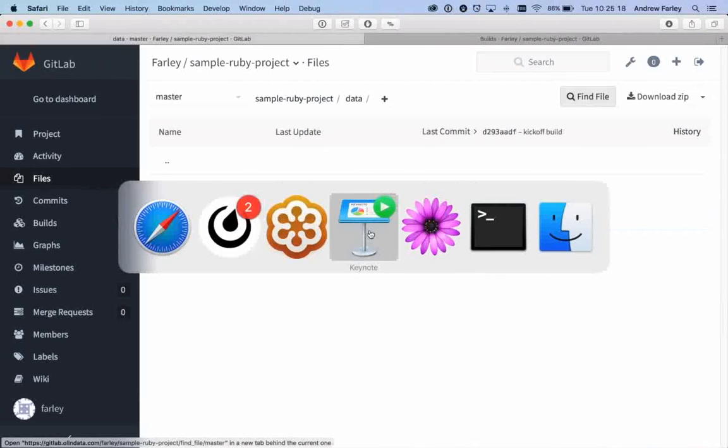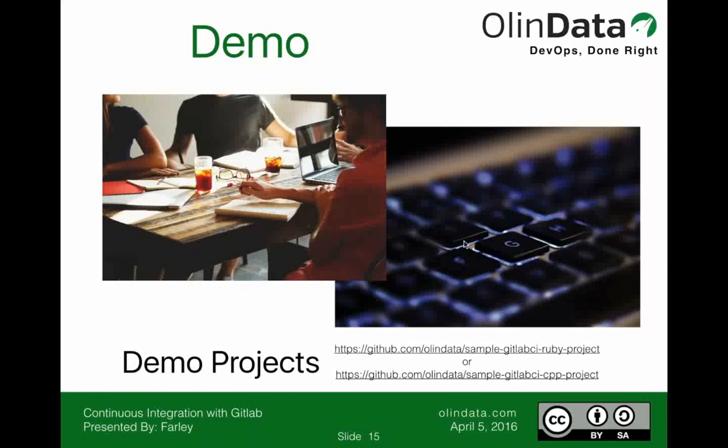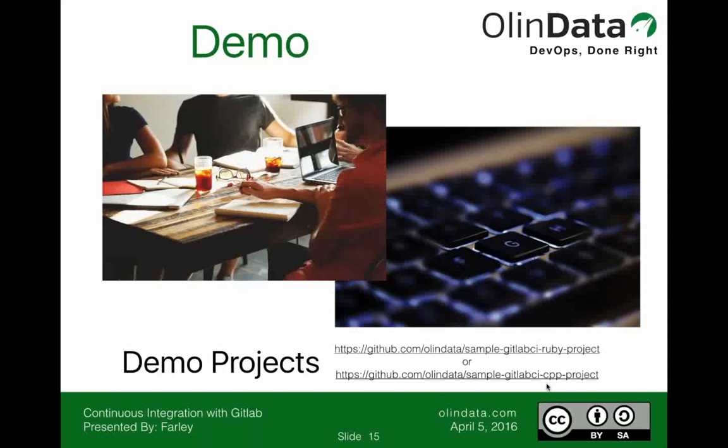Great. Well, that really concludes the demo. Both of those sample projects I've made open source and available to you guys. You can check them out at our GitHub, sample GitLab CI Ruby project and sample GitLab CI C++ project. If you'd like to check them out, I'll open one up so you can see. Oh, my internet's not working. All right, well, that really concludes the demo.